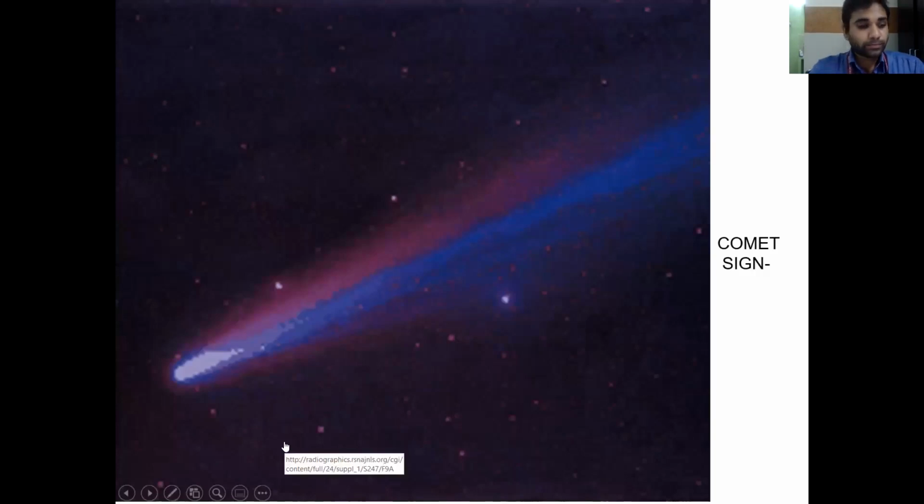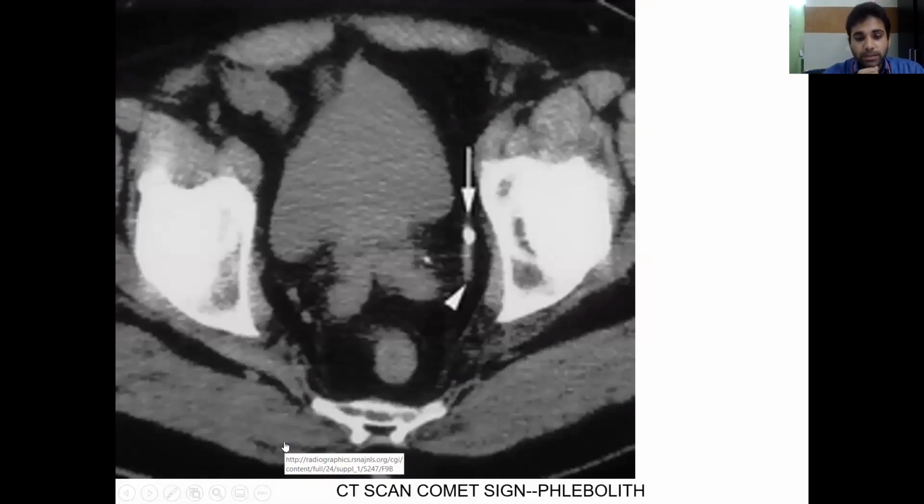Comet sign. Let's see. So, CT scan comet sign of phleboliths. The comet tail sign is helpful in distinguishing a ureteric calculus from a phlebolith and strongly favors the latter, that is phlebolith. The sign refers to a tail of soft tissue extending from a calcification representing the collapsed or scarred or thrombosed parenchyma. This is the comet tail sign, phlebolith.